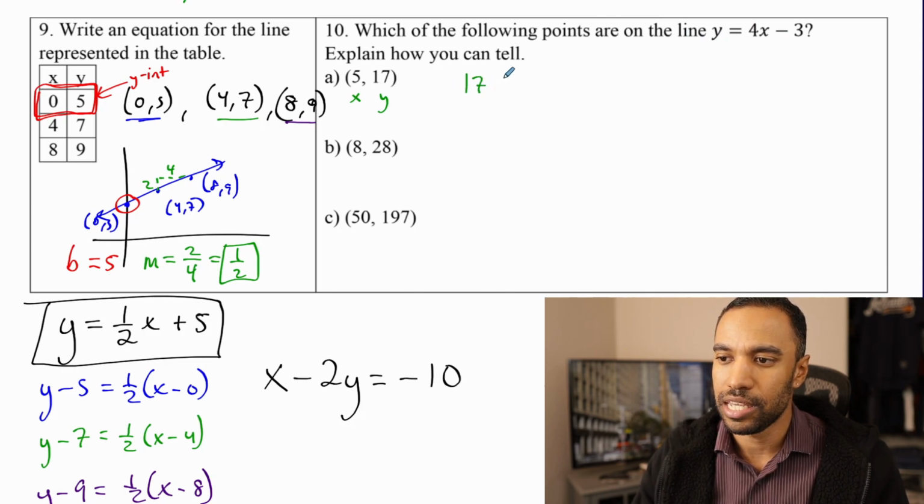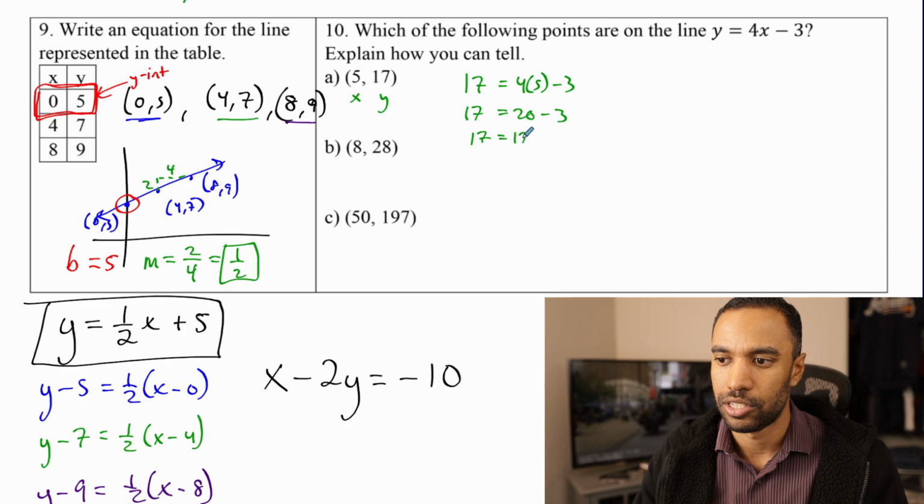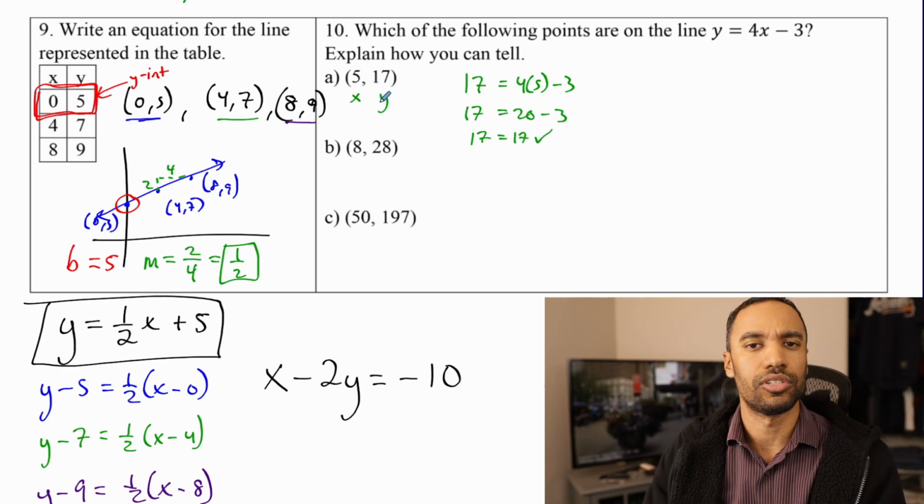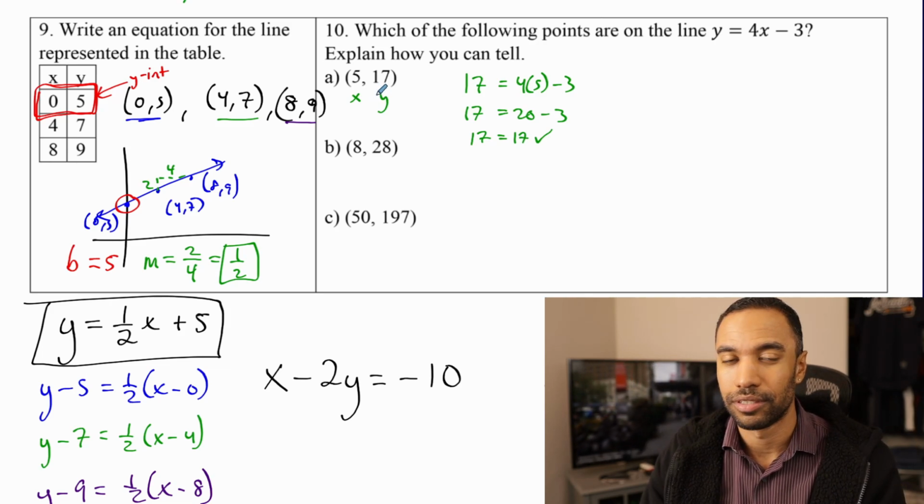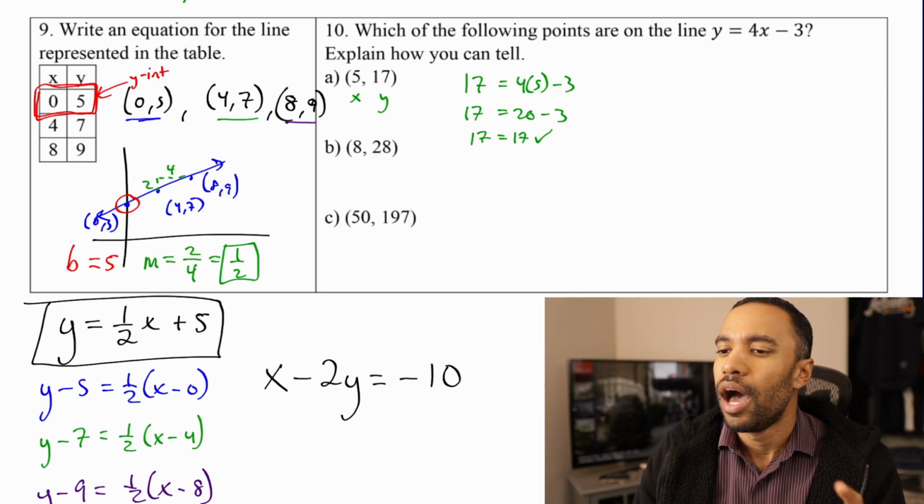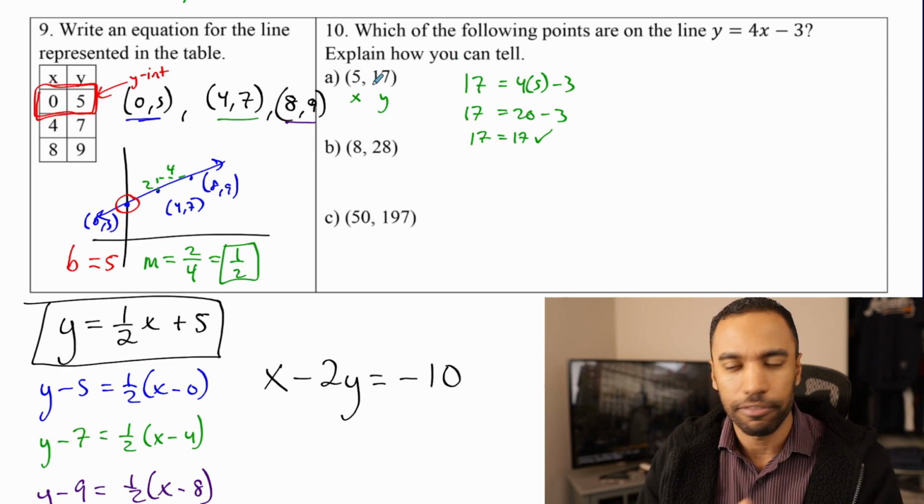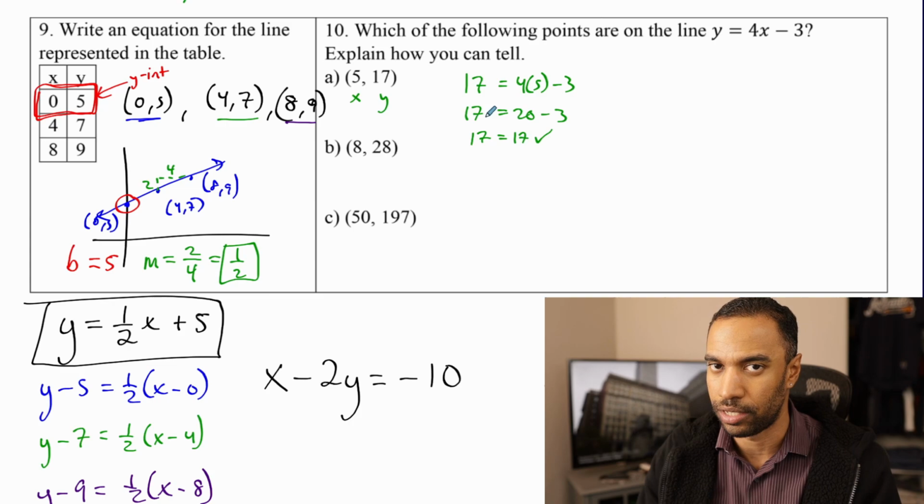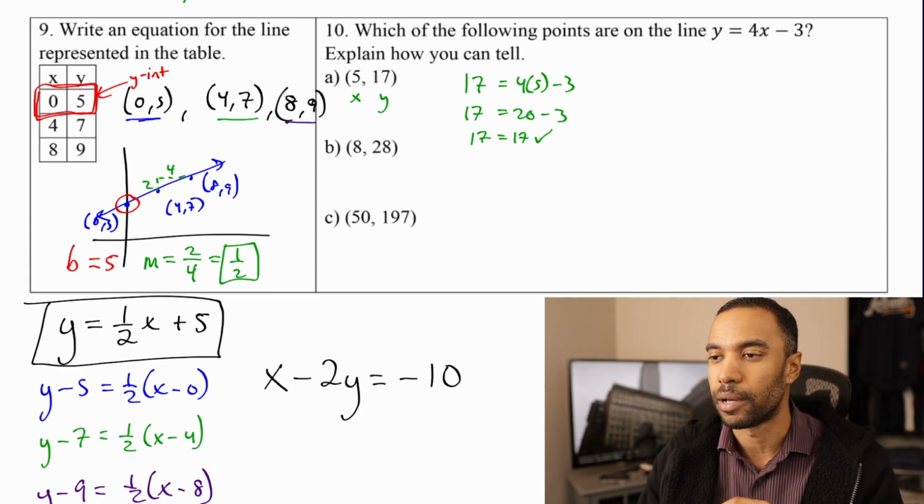All right, so we get 17 equals 4 times 5 minus 3. 17 equals 20 minus 3. Looks like this will pan out. 17 equals 17. And that's good. Explain how you can tell. My explanation's sound. In fact, anytime that I substitute these in for x and y and it makes a true statement, that means the point is on the line. A solution is a point on the line. That's how I can tell.